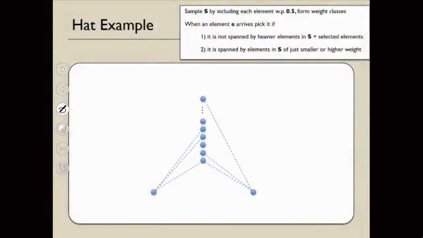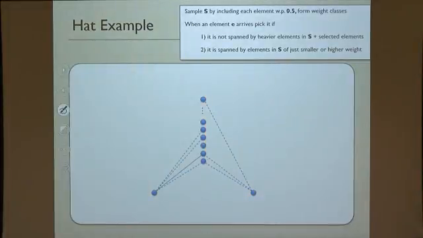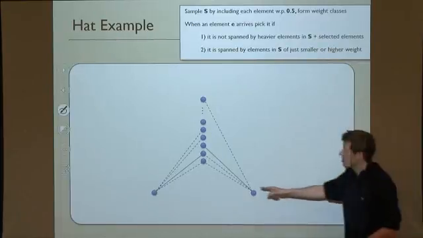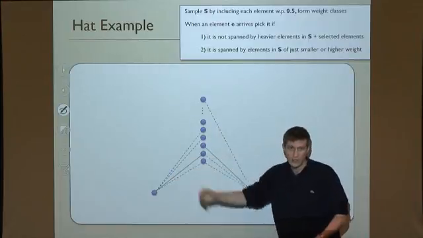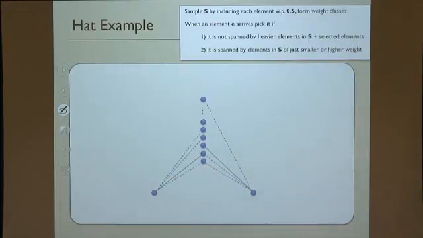So the hat example, how would it work out? This guy, he's not spanned by heavier elements, right? Because right now I only saw the blue guys. They all have the same weight. So he's fine with condition 1. Is he fine with condition 2? Yes. He's spanned by actually the same weight. I didn't even have to use lighter elements. Okay? So I take him. Then this guy arrives. He's fine with condition 1. He's not spanned by heavier elements, but he's not fine with condition 2. Because there is no cycle, even if I look at all the edges containing him. So I should not take him.